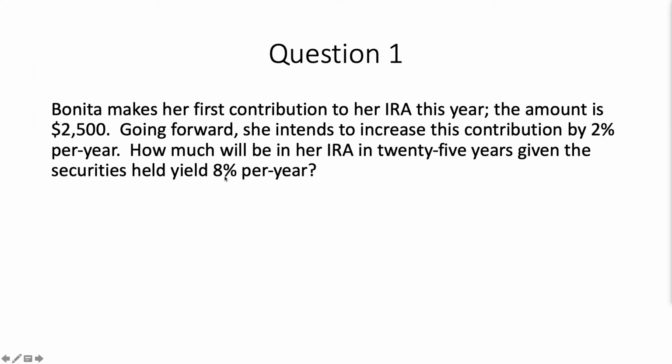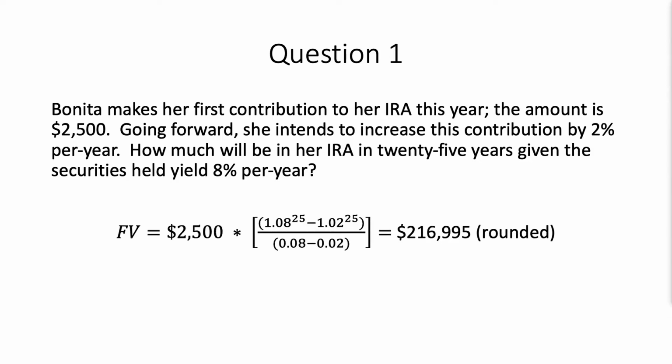There we go. So here you have Bonita. She makes her first contribution to her IRA this year. The amount's $2,500. Going forward, she intends to increase the contribution at 2% per year. How much will be in her IRA? And so a lot of these are review questions that we've already done, and you could read them, and you could pause, and you could play again.